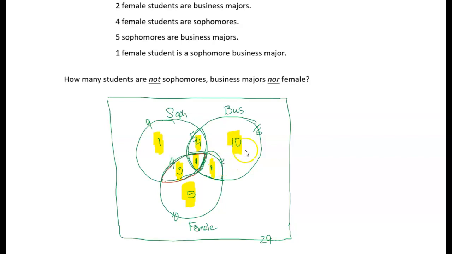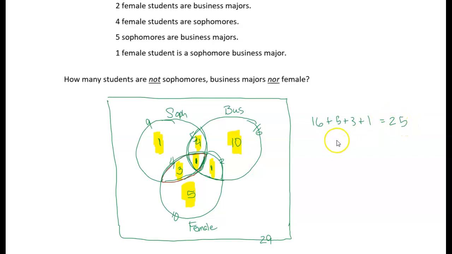Okay, so if we add up those numbers. Now, one little tip as far as adding these numbers: I already know there are 16 business majors. So the numbers inside the circle for the business majors already add up to 16. So I'm going to start with 16, and then I'm just going to add the other 3 numbers that are outside the business major circle, but still inside the female and sophomore circles. So I have 5 plus 3 plus 1. Okay, so that gives us 25.